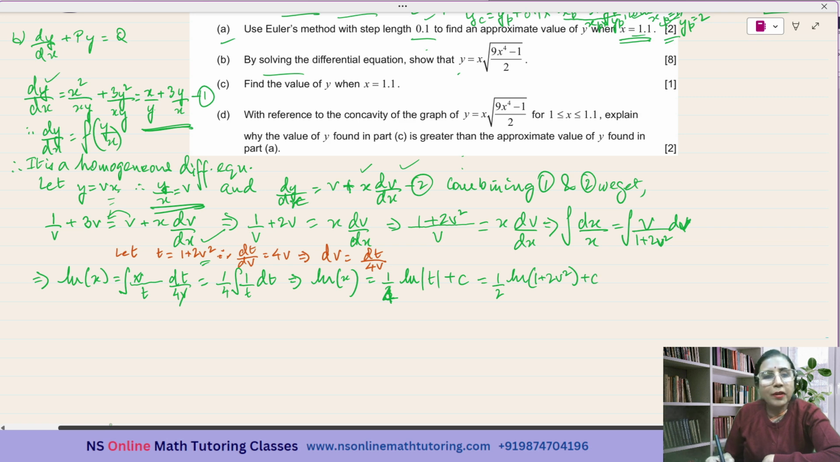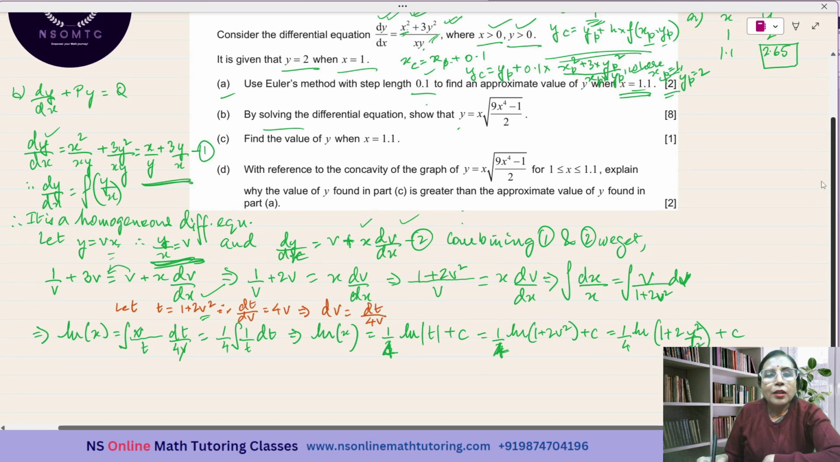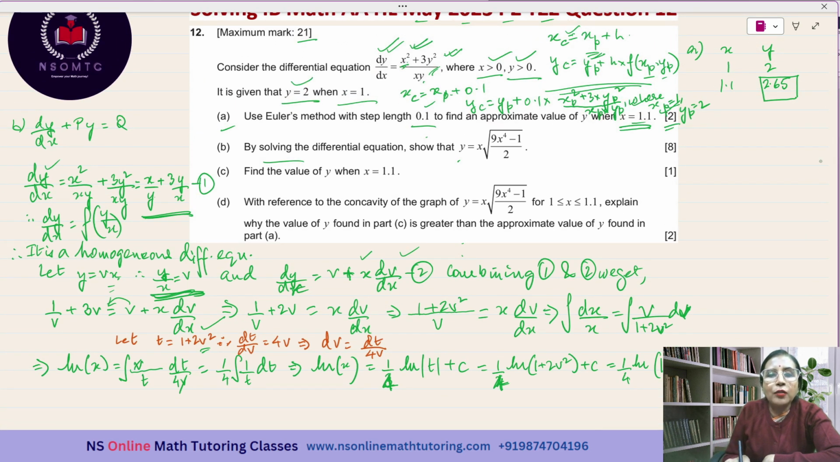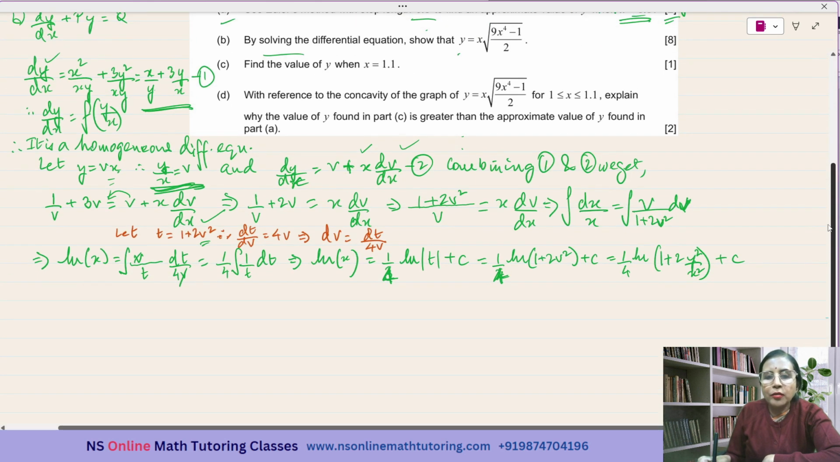And what is v? Now I am substituting the expression for v. v was equal to y over x. Okay, so this is equal to, and sorry, this is 4. Once I have written 3, now I have written 2, it is 4. So 1/4 ln of 1 plus 2, v is y over x, so it is y square over x square plus c. And now we have to find the value of c. And what is given to us? We know that y is having a value of 2 when x is equal to 1. So we'll be substituting these values.